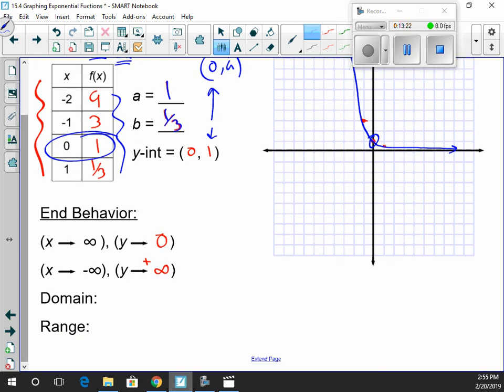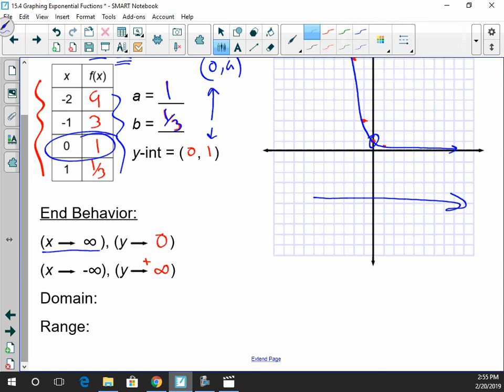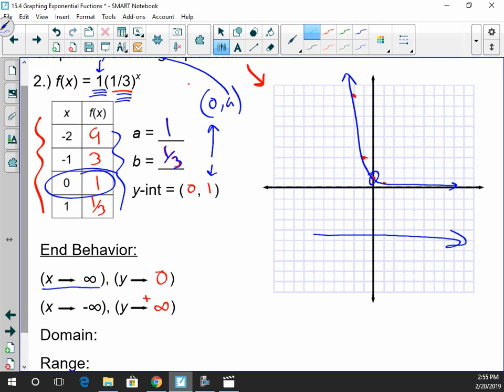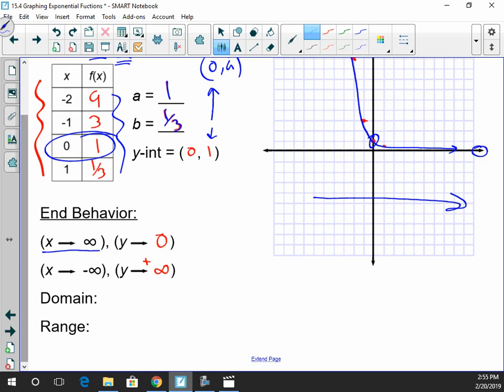So same questions. As x approaches positive infinity, so as we head this direction, what does the graph do? Well, the last graph went up like that, right? So we said it approached positive infinity. But that's not what happens this time. This time, it heads closer and closer to 0. So as x approaches positive infinity, we get y getting closer and closer to 0.